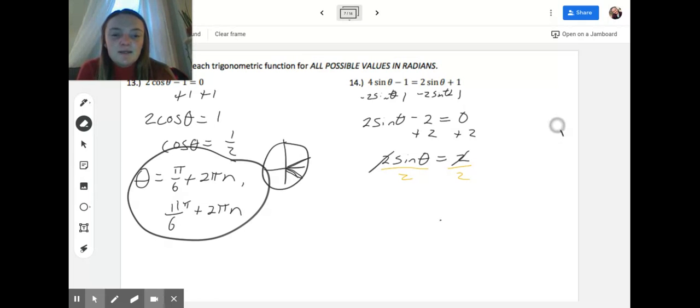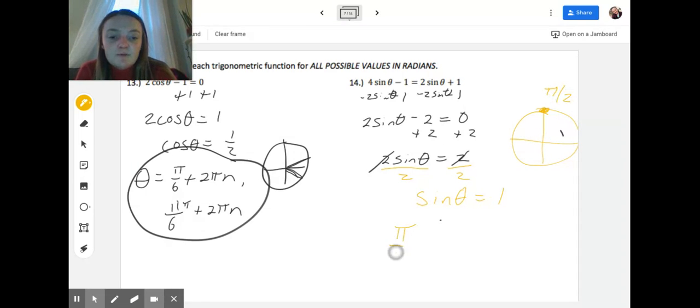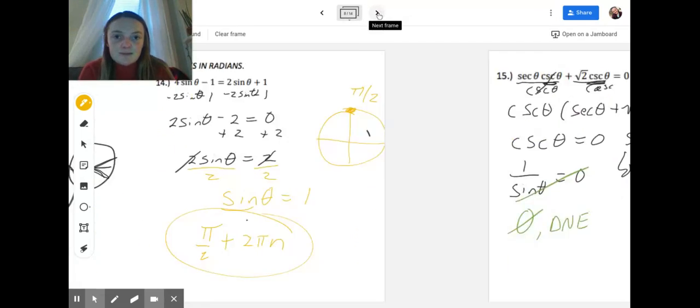So what I'm going to get is that sine theta is equal to 1, and I want to know, when does sine of theta equal 1? Well, sine of theta actually only equals 1 at one spot here at pi over 2. And so I can say pi over 2 plus the period, which is 2 pi n, and that right there is the solution. All right, let's keep it going.